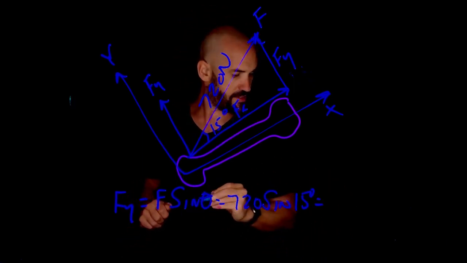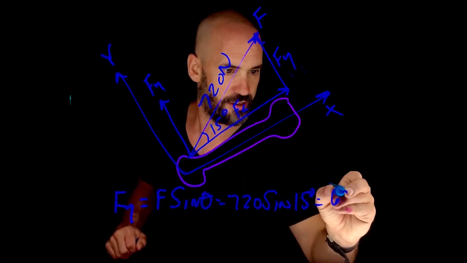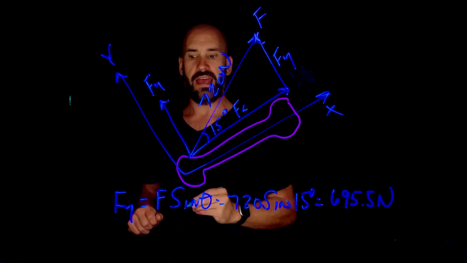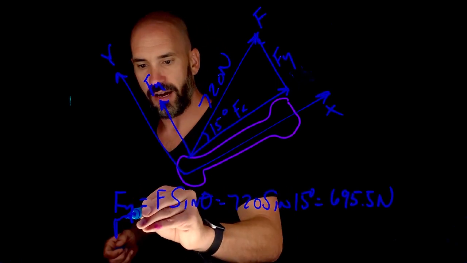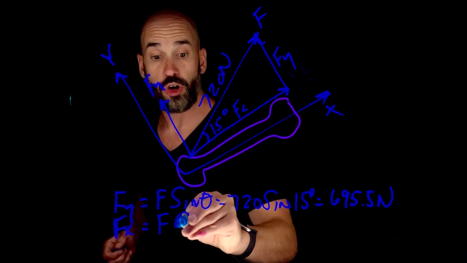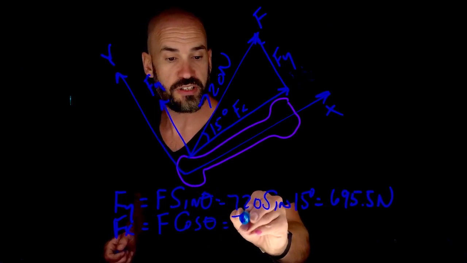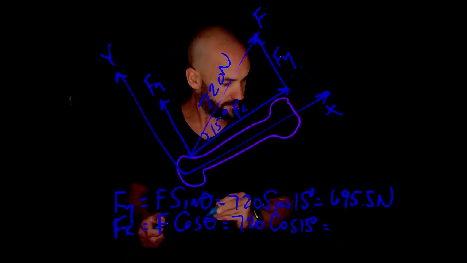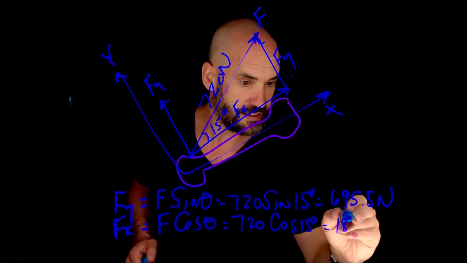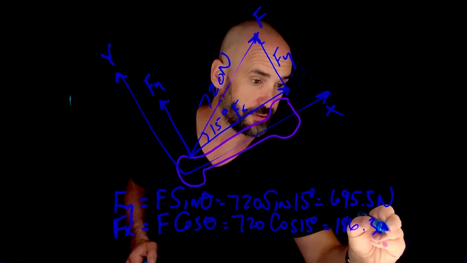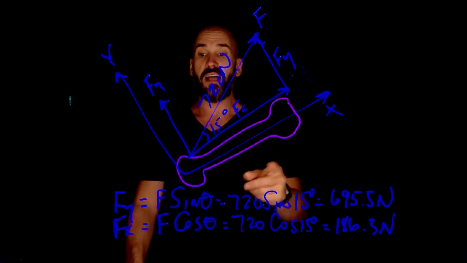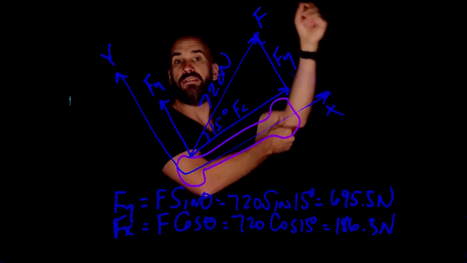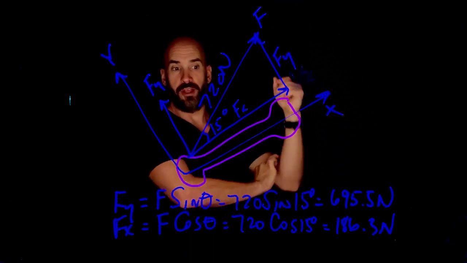And according to my notes, that is a 695.5 Newton force, okay? And our Fx component, our x component, is F cosine theta, right, which is just 720 cosine of 15 degrees. And that is, according to my notes, 186.3 newtons. Okay? And again, this is valuable because now we know it is only that 186.3 that is actually having any effect on moving the bone up and down.